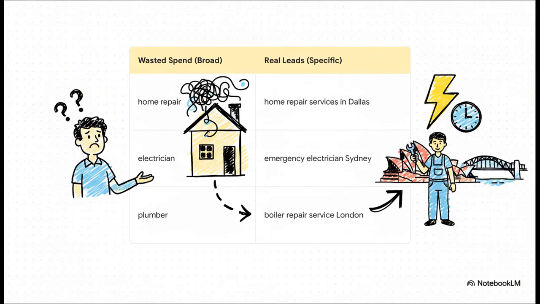And this table just lays it all out, crystal clear. On the left, you've got these broad, expensive terms like electrician. Who is that person? Where are they? Do they need a whole house rewired or just a light switch fixed? Who knows? But then, look over at the right side, emergency electrician Sydney. Boom, you know exactly what they need, you know where they are, and you know it's urgent. Now that is a real lead.